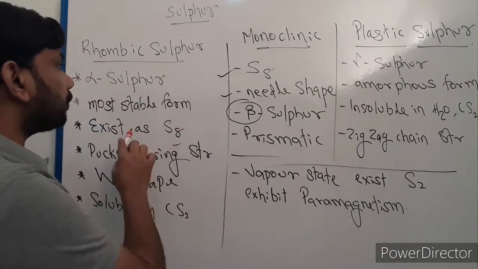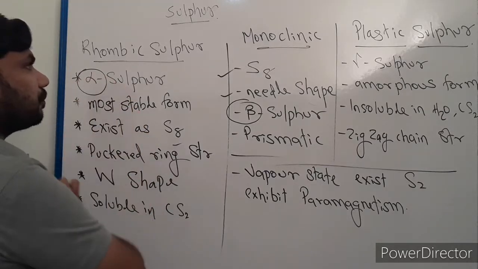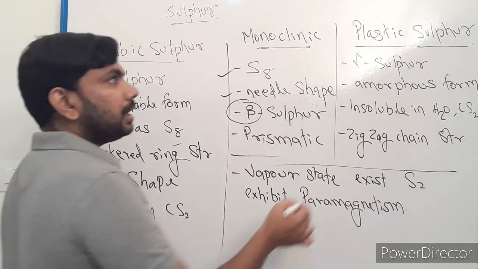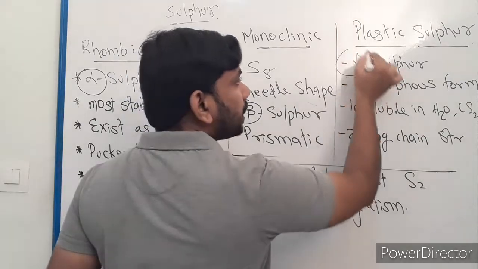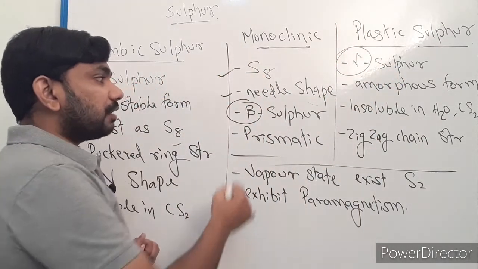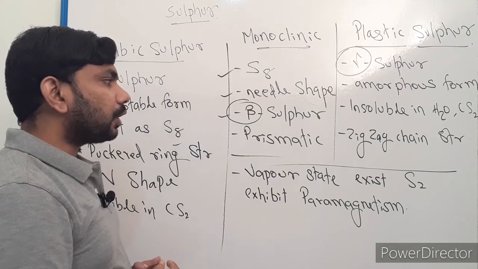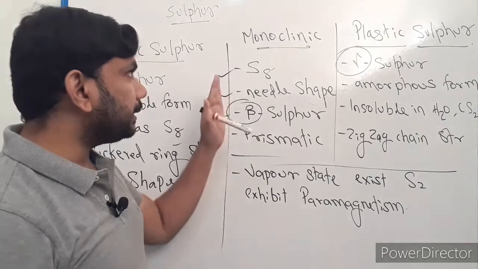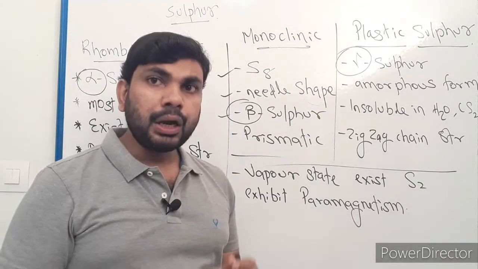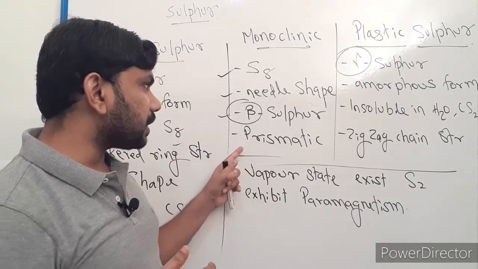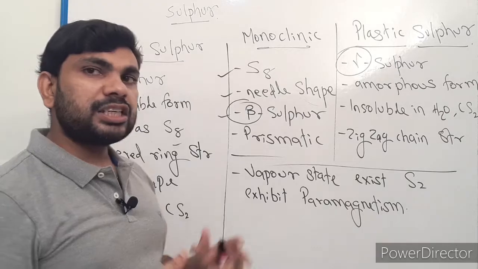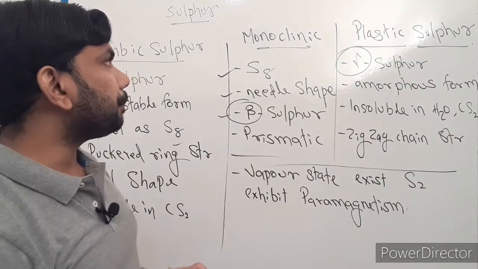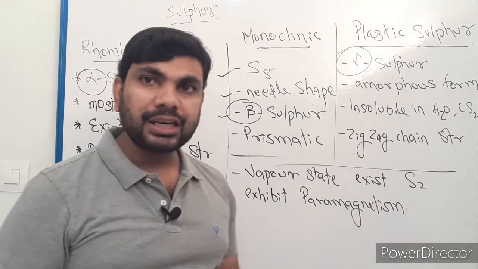First one, rhombic sulfur, is alpha sulfur. Then monoclinic sulfur is beta sulfur. Plastic sulfur will be gamma sulfur. Monoclinic sulfur is also called prismatic sulfur. So there are three names for monoclinic sulfur: monoclinic sulfur, prismatic sulfur, or beta sulfur. It exists in the form of S8, needle shape. These are the points we have to remember about monoclinic sulfur.